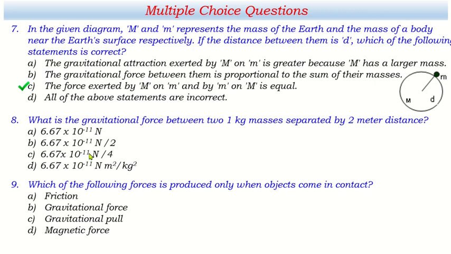6.67 into 10 to the power minus 11 Newton divided by 4. Okay, now 9. Which of the following forces is produced only when objects come in contact?